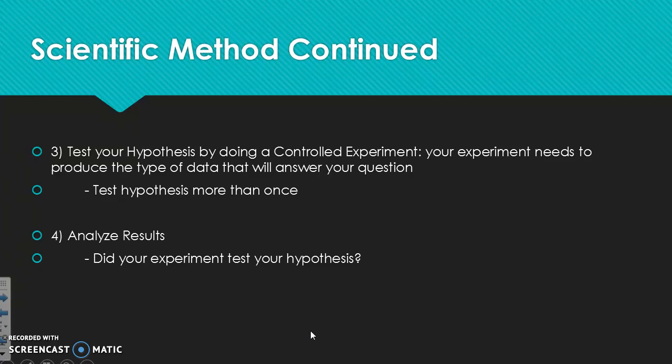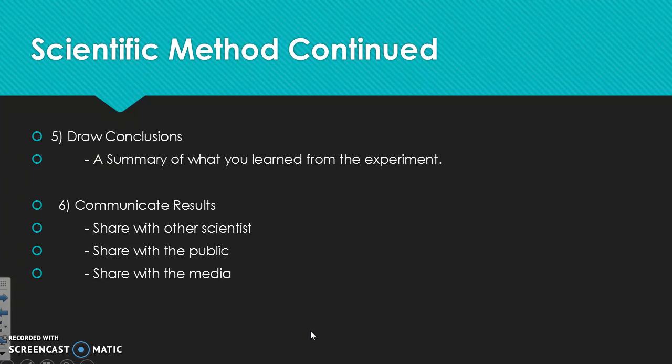Step 4 then is to analyze your results. Did your experiment test your hypothesis? Because if it didn't, then you've got to go back to testing your hypothesis and get a different experiment. Step 5 then is where you draw conclusions. This is a summary of what you learned from the experiment. So you would write a paragraph explaining what you learned at this point.